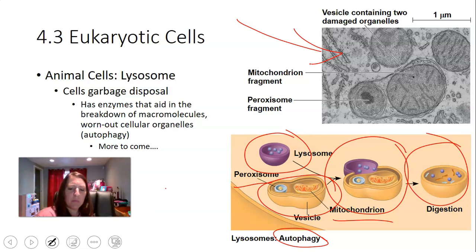It's pretty cool. Again, we're going to come back to this. So that's what the lysosome is. It's a recycling compartment. It contains enzymes that can break stuff down.